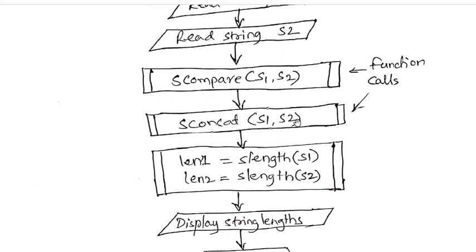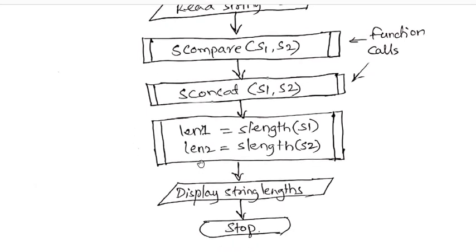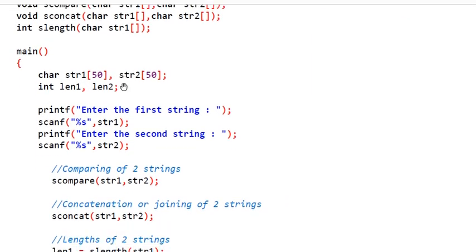Concat(s1, s2), another function call. These two will not return any value, so I did not assign them to anything. The next function call, even this is a function call. s length we are calling by passing the s1 string, and that value is stored in len1, and len2 is equal to s length of s2. This value is stored in len2 and we are going to display the string lengths len1, len2 here, and then stop the program. So that is basically this first part.